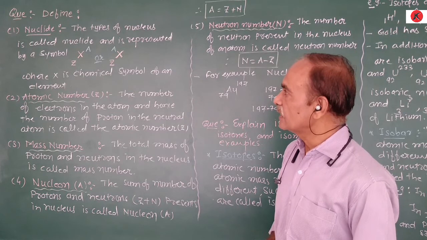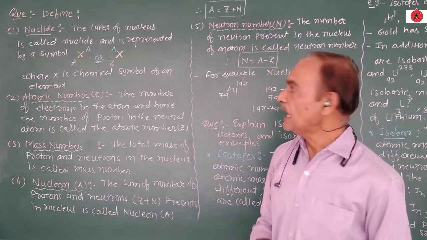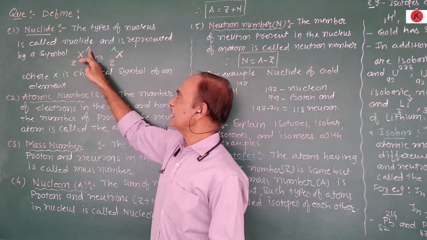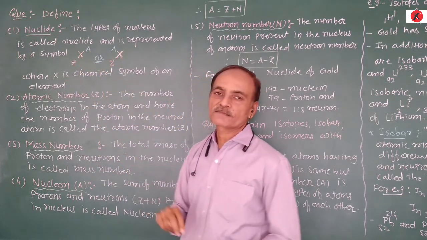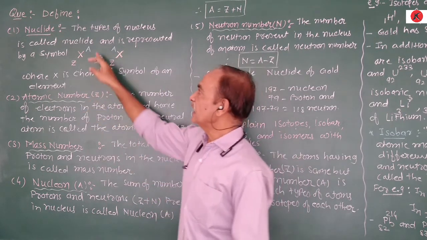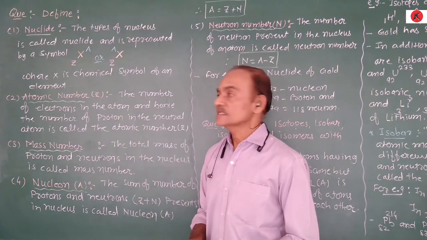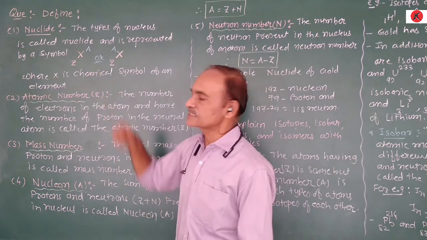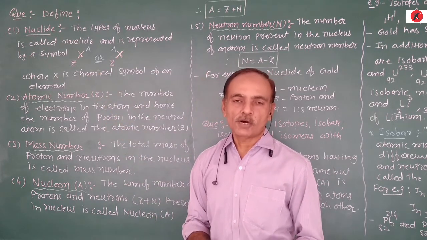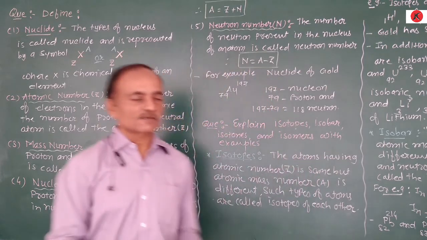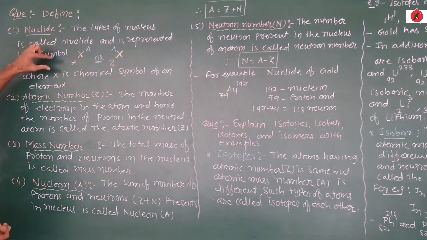Again, what is the nuclei? The types of the nucleus are known as the nuclei and are represented by a symbol ZXA. Here Z is the atomic number and A is the atomic mass. A represents the total mass of this element and Z represents the number of protons, or the position of this element in the periodic table. That is represented by the atomic number.